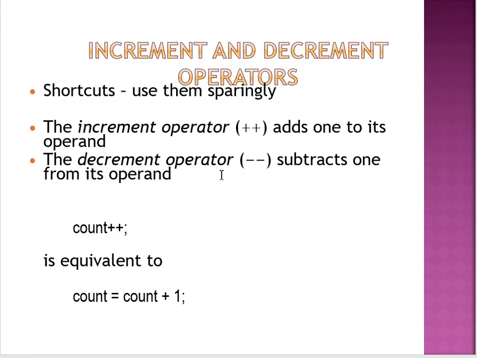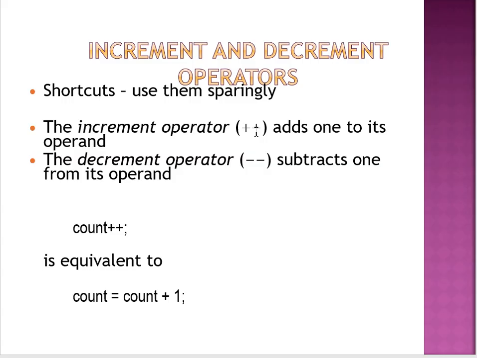So, increment and decrement operators. There are shortcuts for incrementing and decrementing. The incrementing operator is actually plus plus. When you write plus plus, it means you are incrementing. You're actually making an addition of 1. A constant addition of just 1. So plus plus adds 1 to its operand.